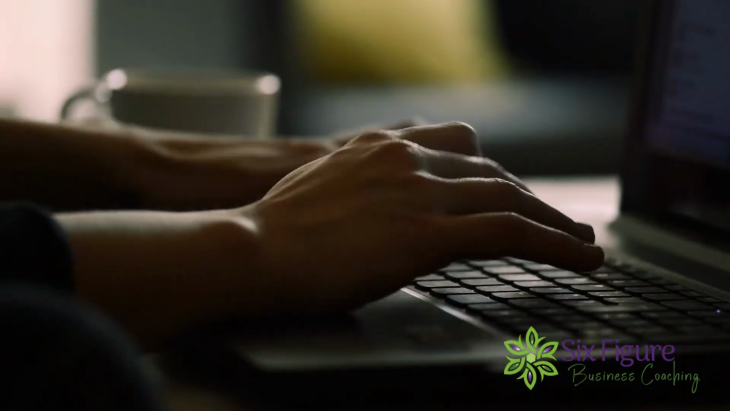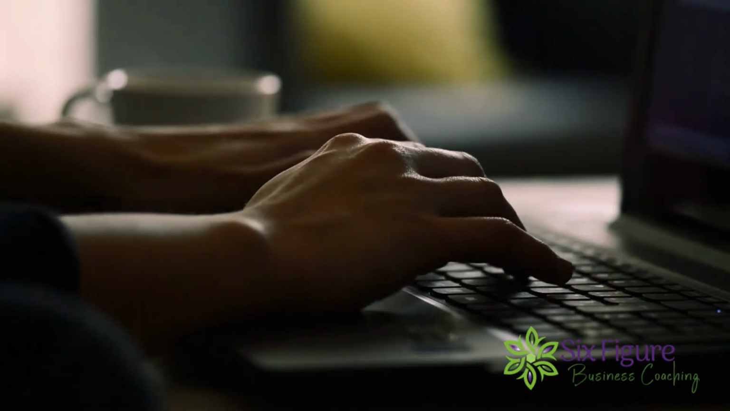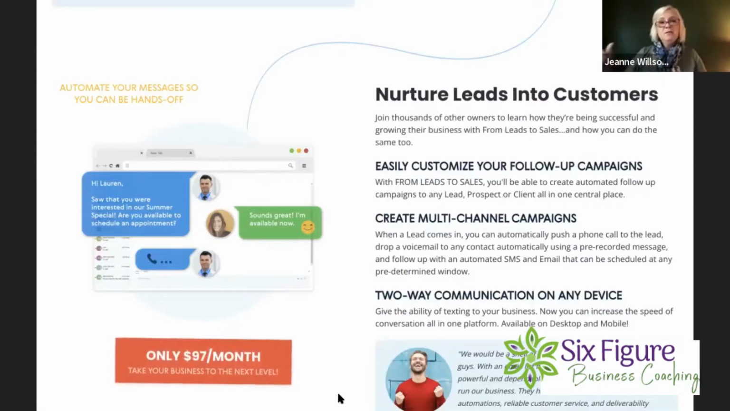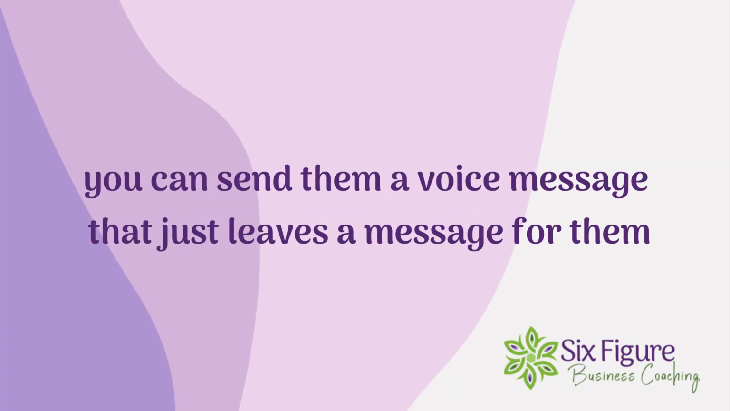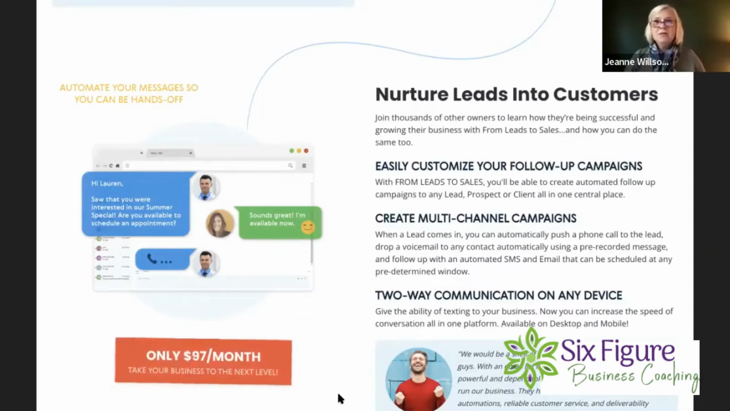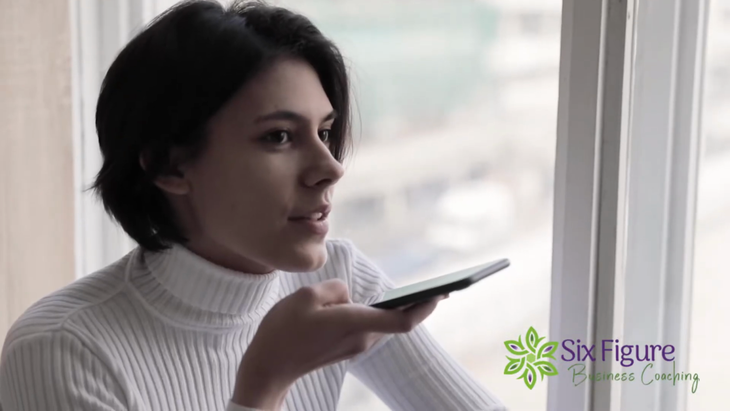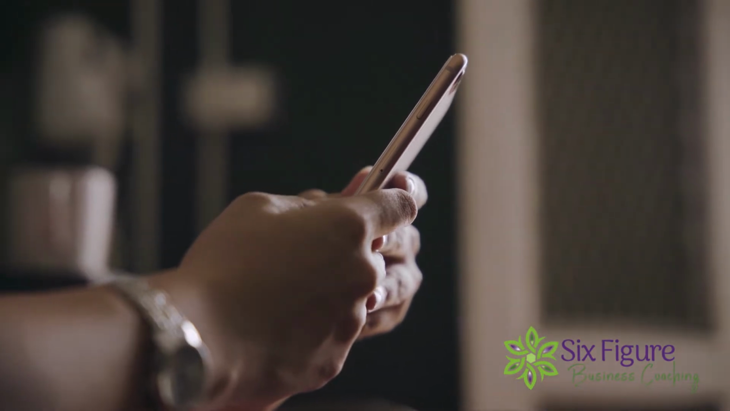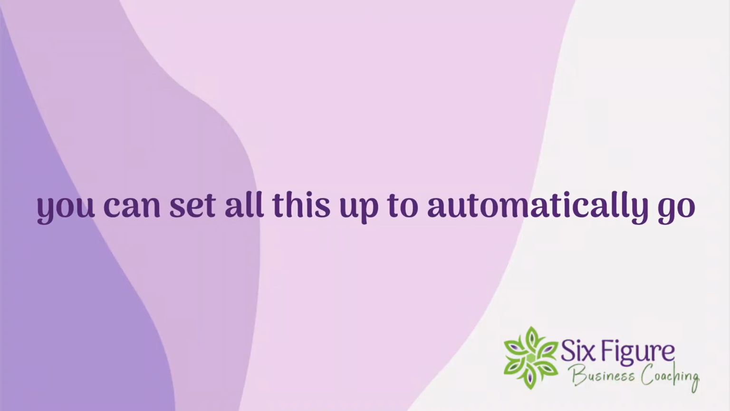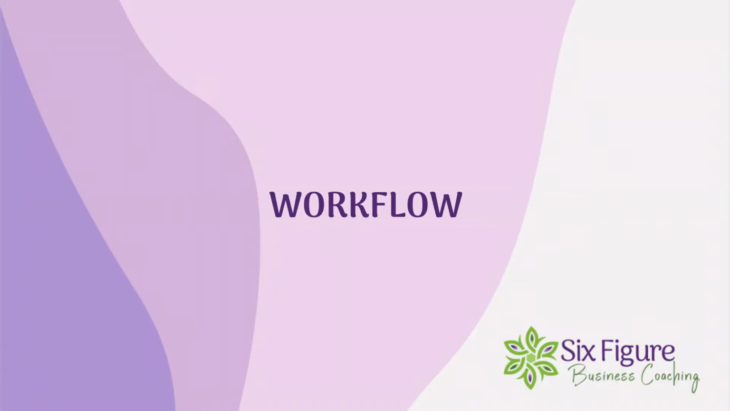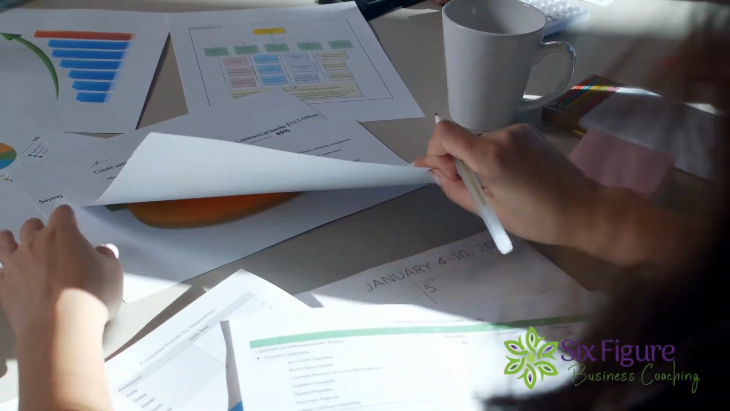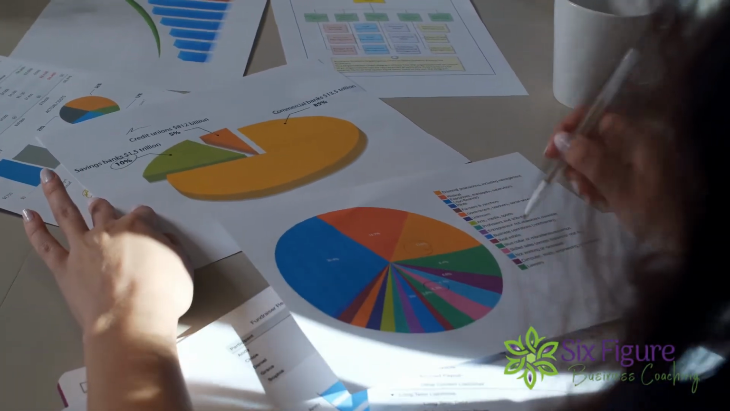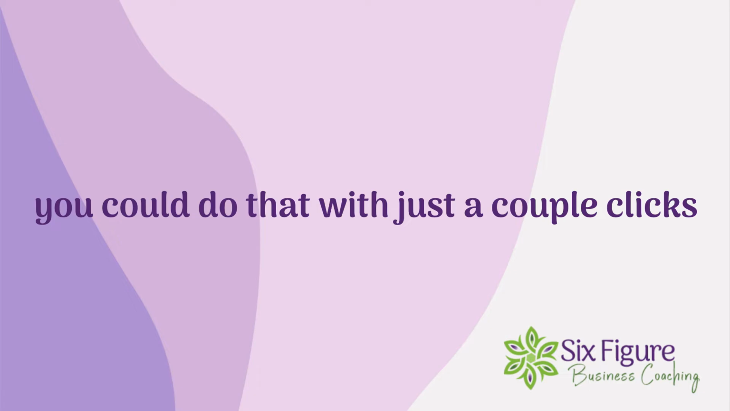So maybe that includes sending them another email. If you collect their phone number in the form that they fill out, you can send them a voice message that just leaves a message for them, and it can be your voice. So you can drop voicemails, you can send them text messages, and you can set all this up to automatically go out. We call it a workflow. So if you wanted to create a report that showed all the people who signed up for that lead magnet, you can do that with just a couple clicks.